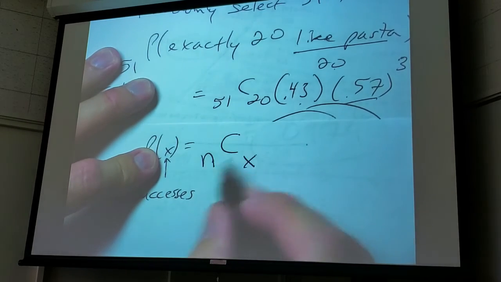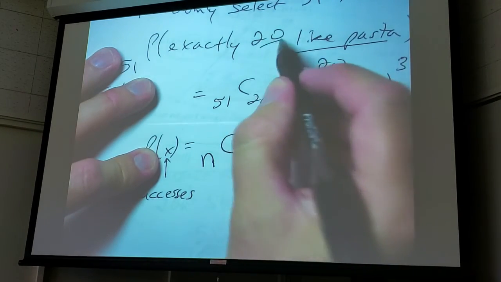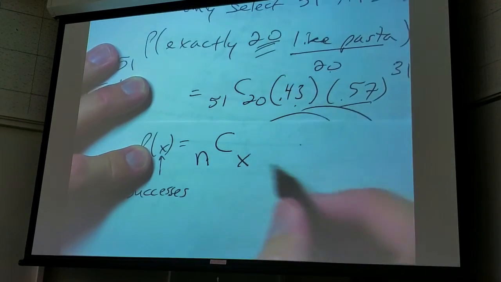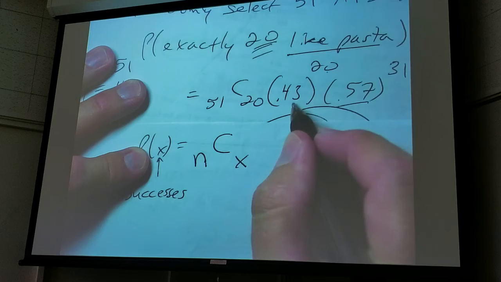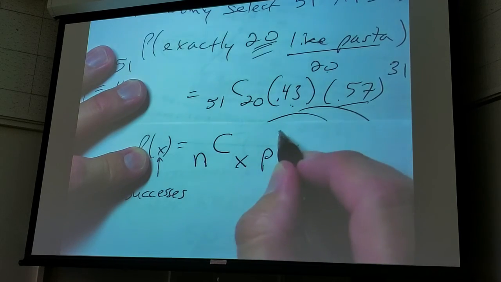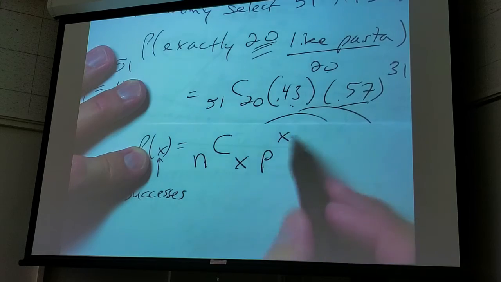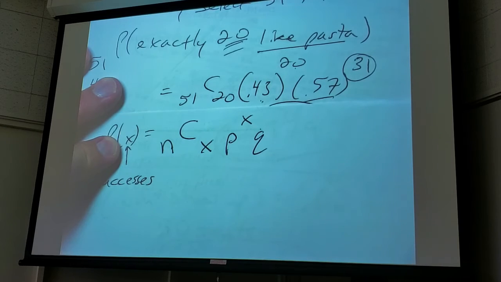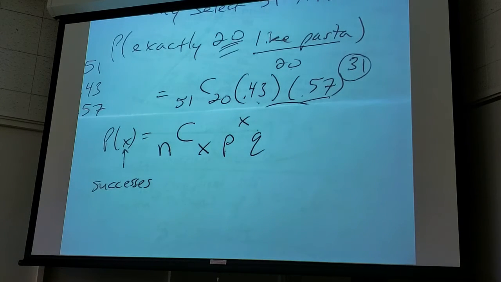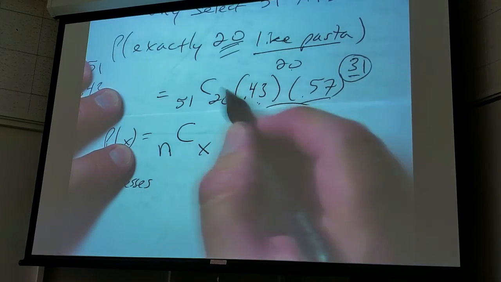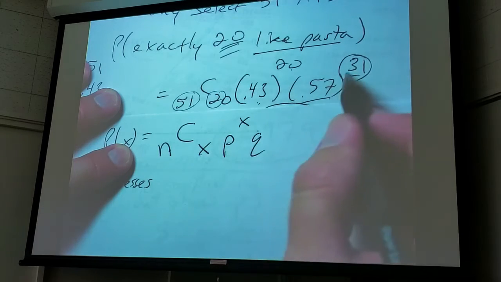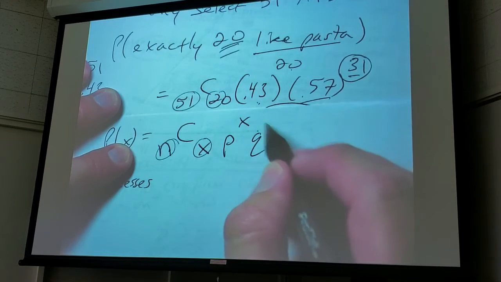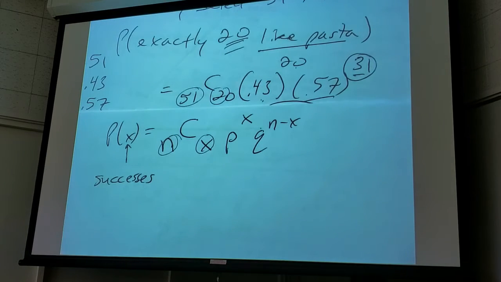So n, choose some specific number. It could have been 20 or 21 or whatever I wanted, right? So that's the variable. And then this was p to the x, because I want this many successes. Now here's where things get a little weird. Where did 31 come from for that one? N minus x. Okay, well maybe it's not so weird. 31 was because we did 51 minus 20 to get 31, which is n minus x. So in the formula, that exponent is just capturing what's left, right?